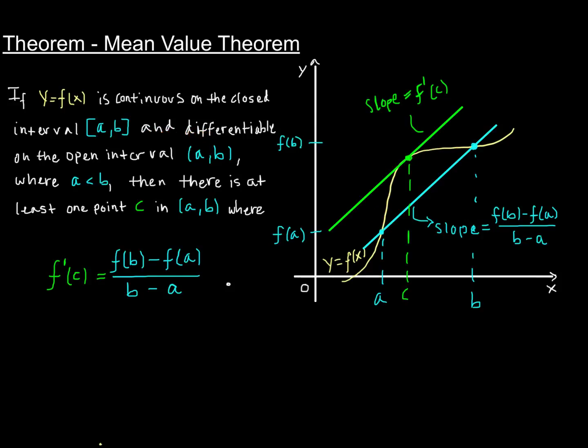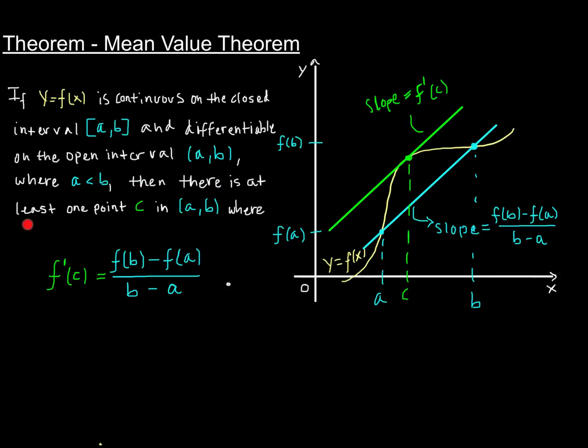And differentiable on the open interval from a to b. So it has to have a derivative everywhere in between a and b. It doesn't actually have to have a derivative right at a or right at b. It just has to be differentiable in between. Everywhere in between. And a is less than b. That just makes sure that a and b aren't the same point.